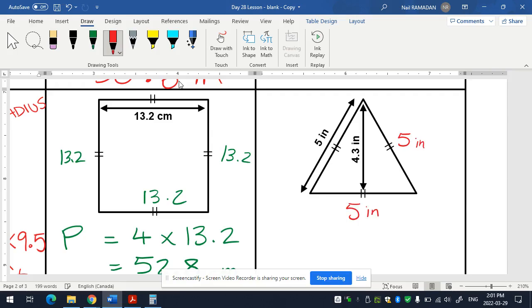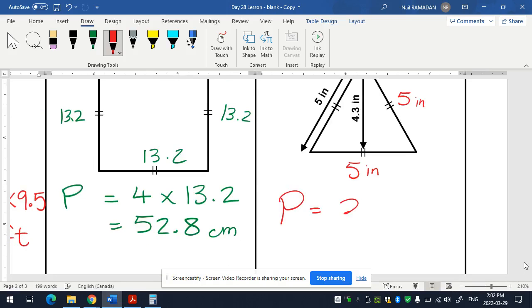I like to call this a perfect triangle because it's the same everywhere. Does anyone know what we call a triangle that has 3 identical sides? How many people have heard of equilateral triangle? Yes. P equals 3 times 5, which is how much? 15 inches. Done. That's how easy it is to calculate perimeters. You just have to know what size you're dealing with.